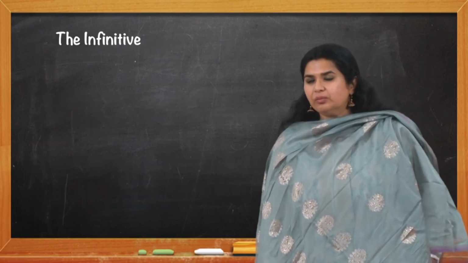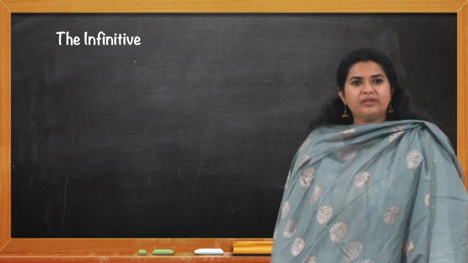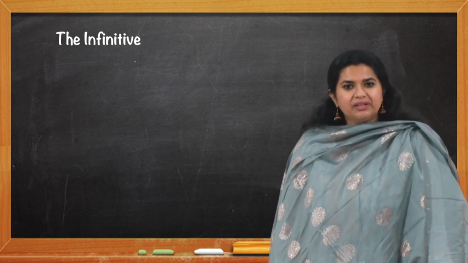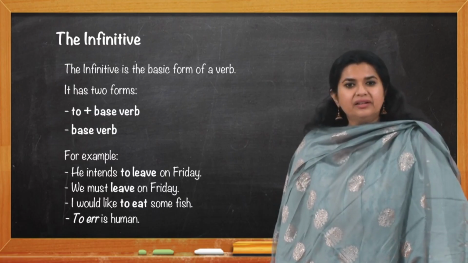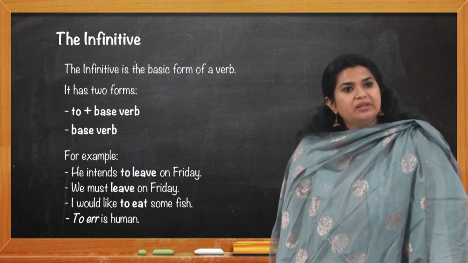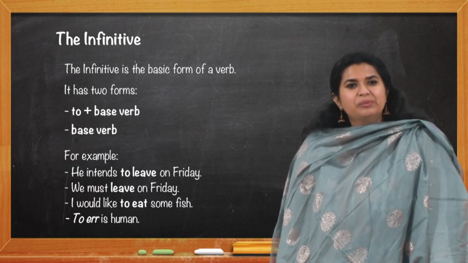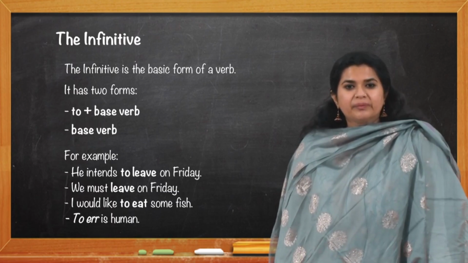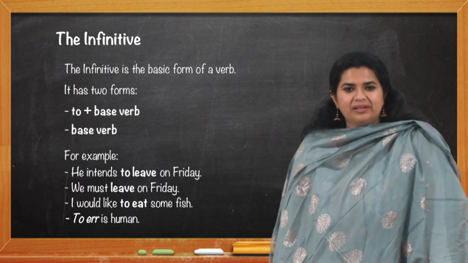And from here we move on to what we earlier talked about, one of the objectives: gerunds and infinitives. So, let us start with infinitives. What are infinitives? Now, look at the slide here. The infinitive is the basic form of a verb. That is not saying much, but infinitive is a form of a verb. It has two forms: to plus base verb, and the base verb, which is the verb by itself.